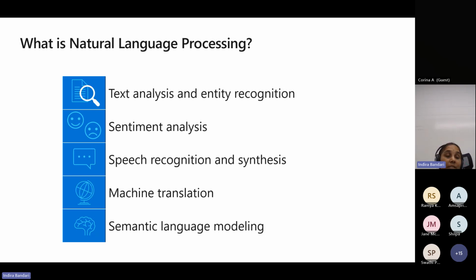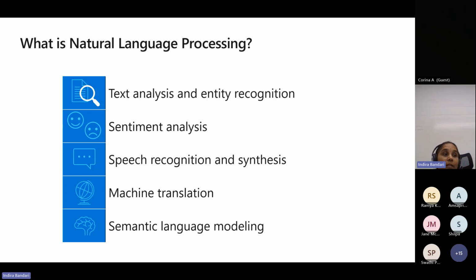So that is what is called machine translation. It just translates the language. So that is also an example of natural language processing. And at the end, we have the semantic language modeling.